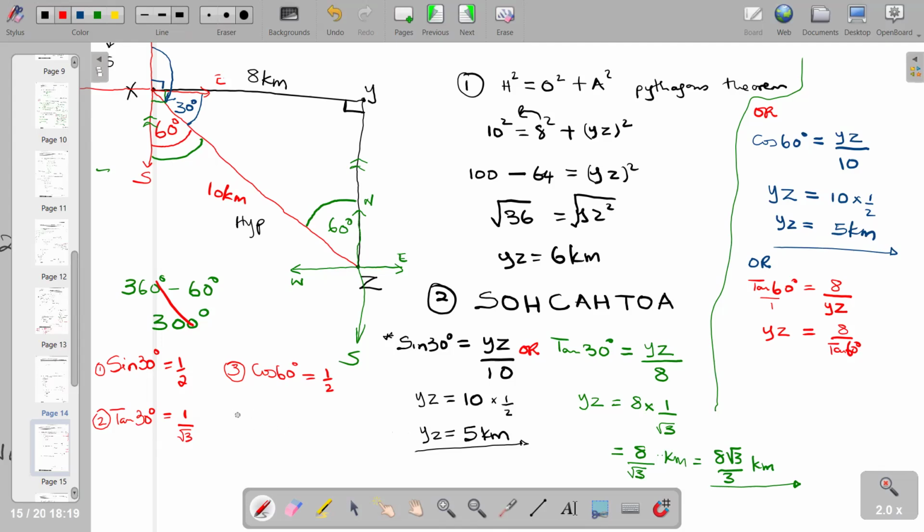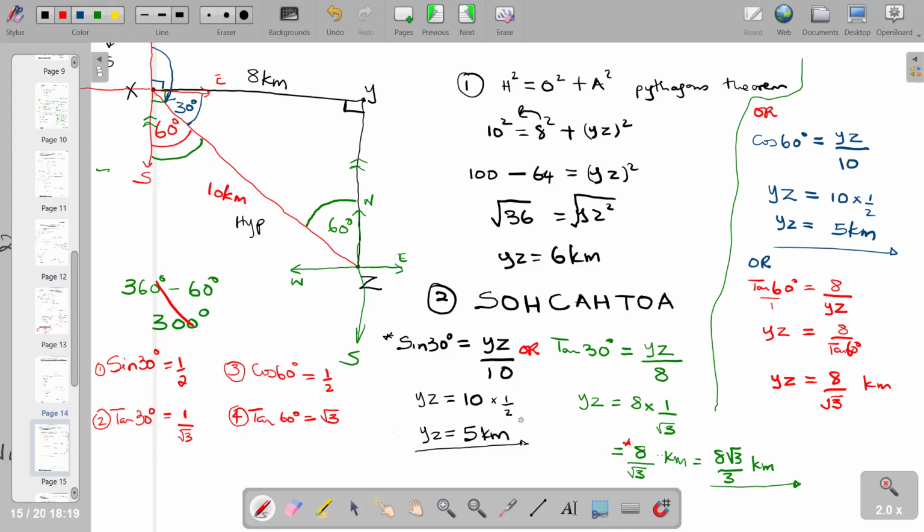So it was also possible to use tan 60 degrees, which is equal to root 3. This gives us YZ equal to 8 over root 3 kilometers, which we obtained earlier, and we said we can rationalize.